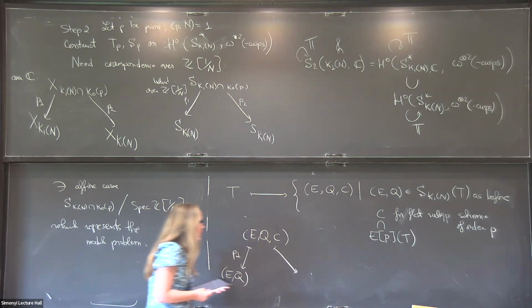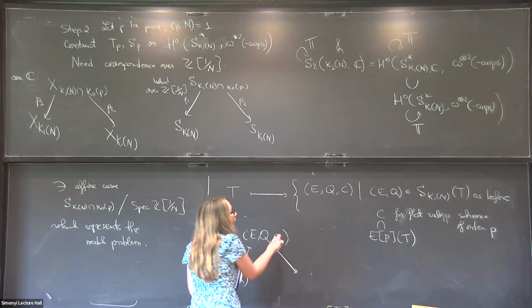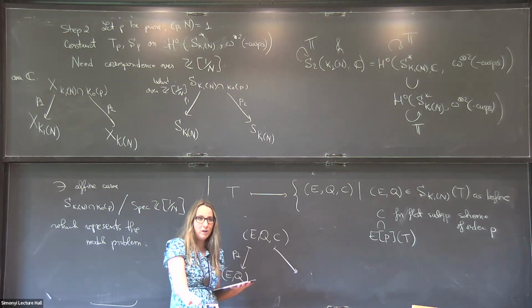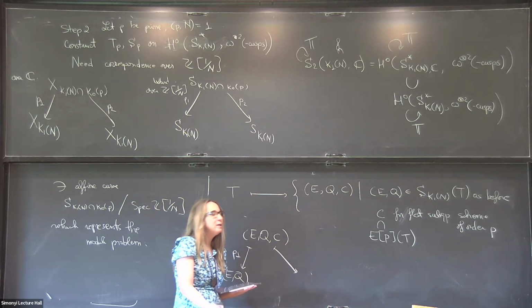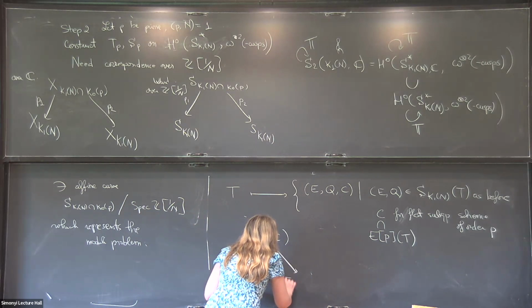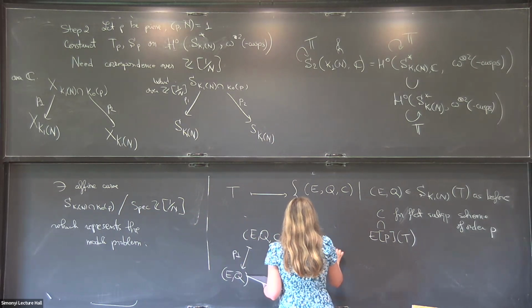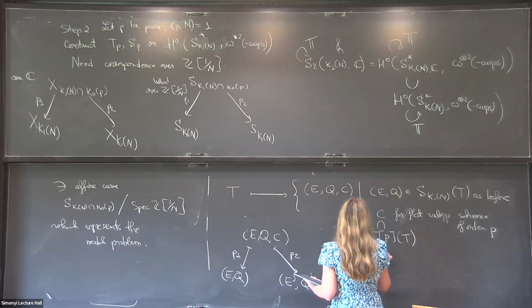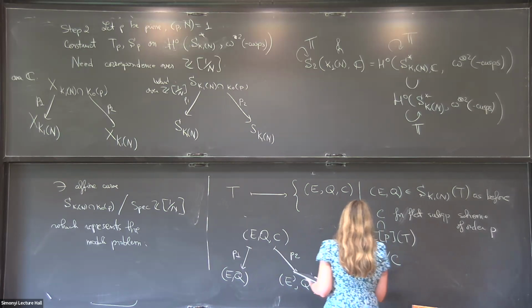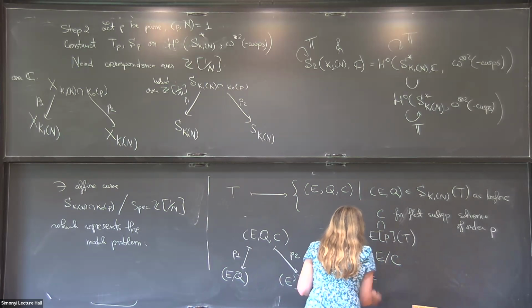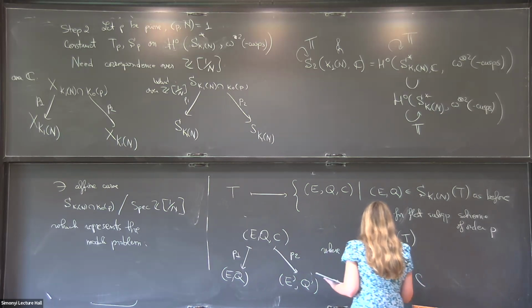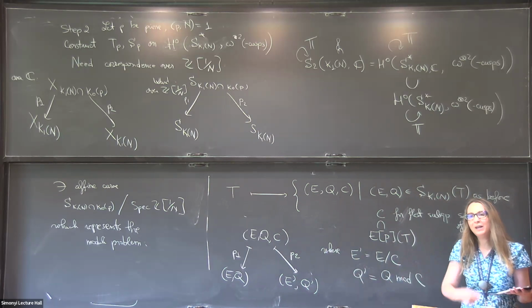And over here, I have to do something more interesting. The interesting thing that you get to do is you get to divide by C. So you go from one elliptic curve to an isogenous one that you obtain by dividing by this subgroup. So this is E primed, Q primed, where E primed is E mod C, and Q primed is Q mod C. So Q is a point of exact order N prime to P.